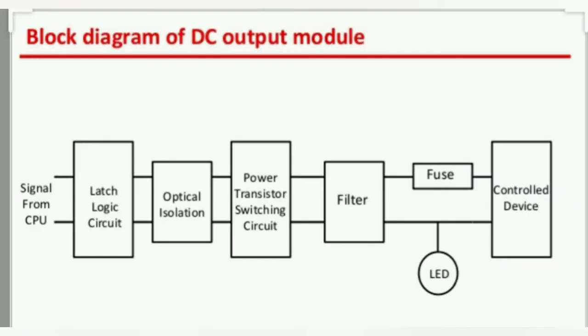This is the block diagram of a discrete DC output module. The only difference between AC and DC output modules is that instead of a triac switching circuit, a power transistor is used for the switching action.